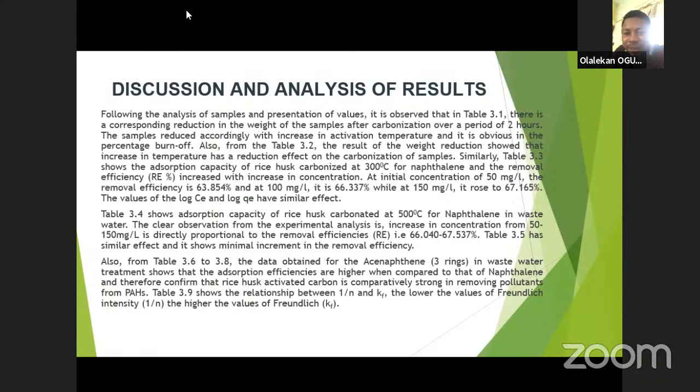Then the gas chromatography analysis done on the rice husk activated carbon at 600 for both acenaphthene and naphthalene almost equals the required standard for commercial activated carbon in terms of absorption capacity. It is concluded that the finer the particle sizes, the better the absorption rates or affinity of organic pollutants, as demonstrated with our activated carbon.